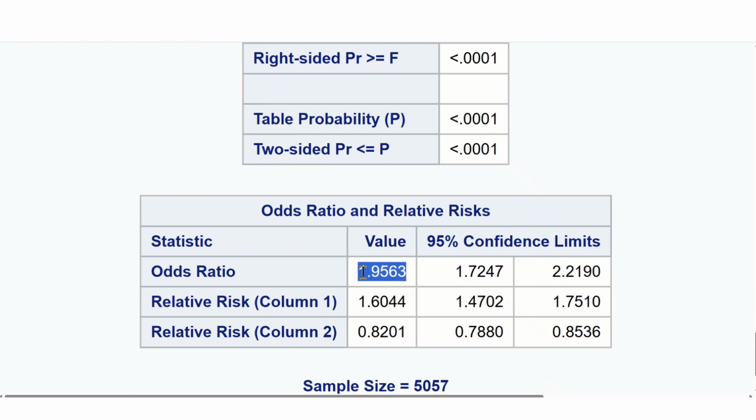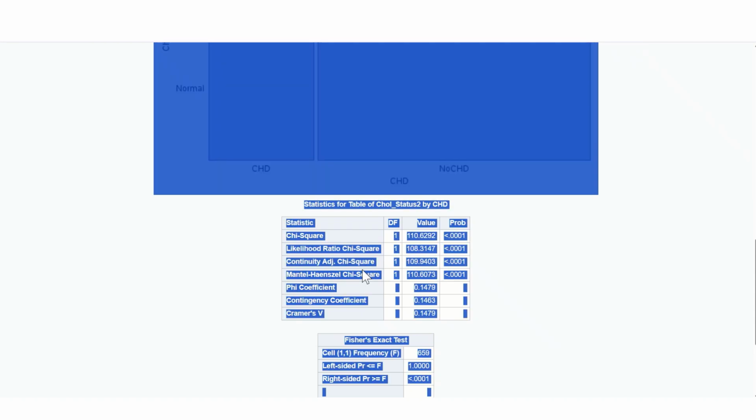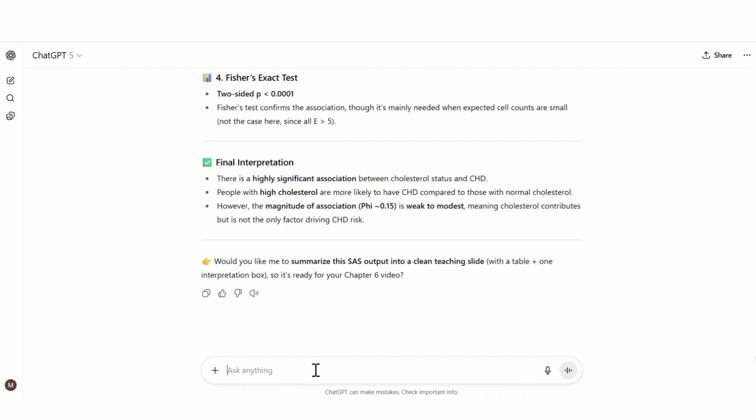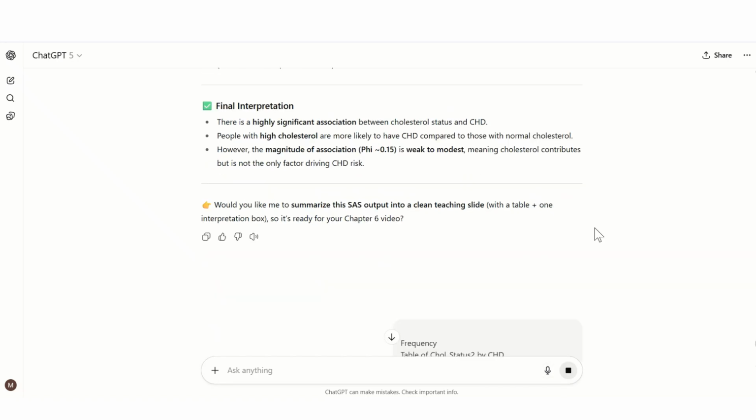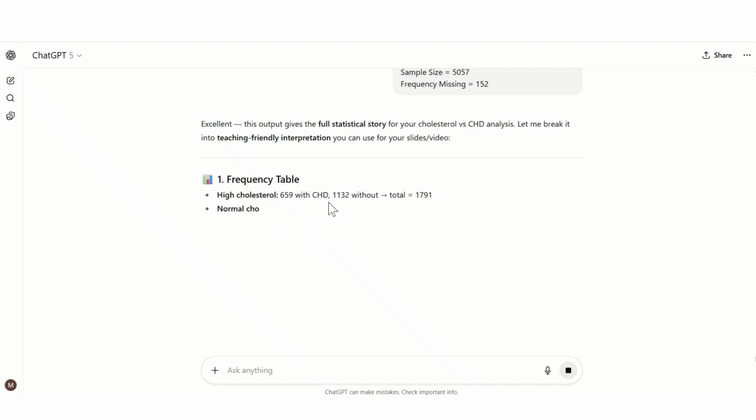We see that the odds ratio has a similar value as we calculated by hand. The individuals with high cholesterol have 95% higher odds of developing chronic heart disease compared to the normal cholesterol level, and relative risk is 60% higher for those with high cholesterol to develop chronic heart disease compared to those with normal cholesterol. I'm also going to copy all these results and paste it in ChatGPT, because it can give us all the interpretations in a much clearer manner, much better than how I can explain.